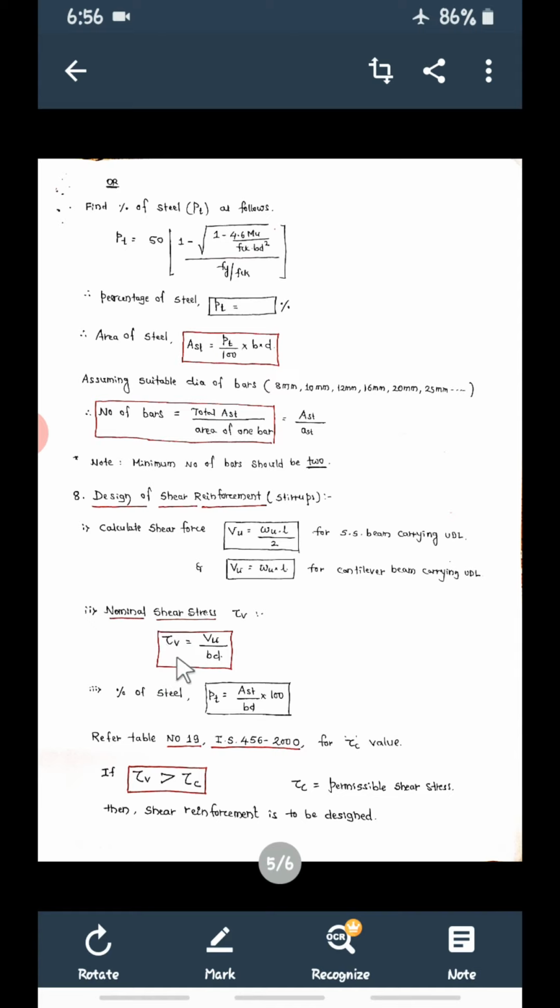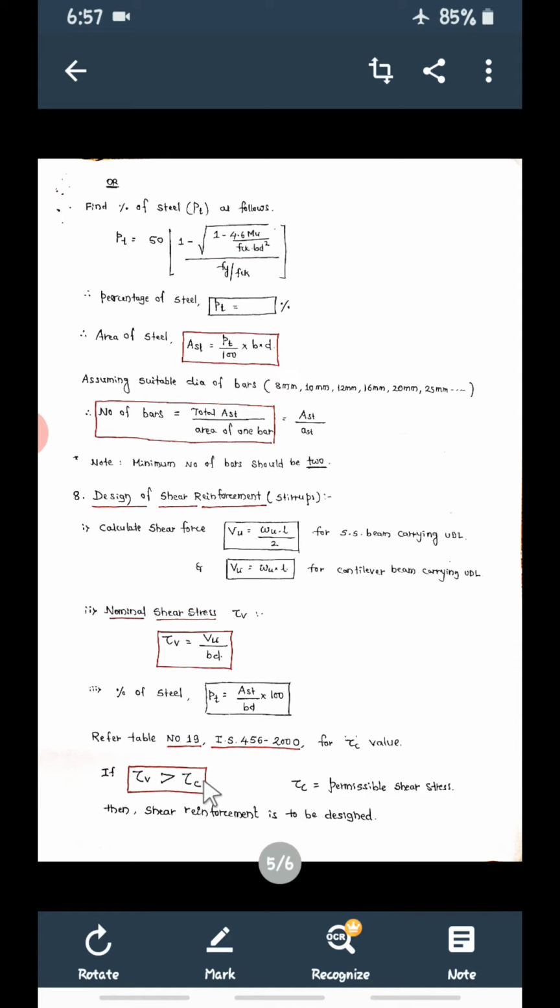Now one more term we are going to calculate, that is tau C. What is this tau C? This is the permissible limit, the maximum shear stress allowed in the beam, called the permissible shear stress. How to calculate this tau C? For this you have to refer to Table number 19 of IS 456:2000. From that table, you refer to the columns and you will get the tau C value.